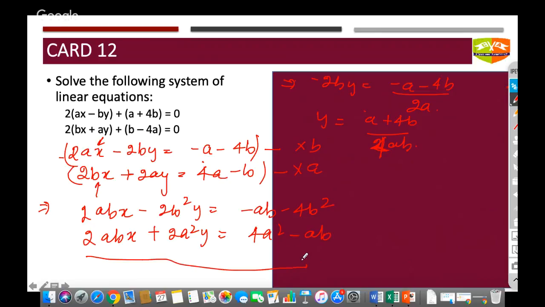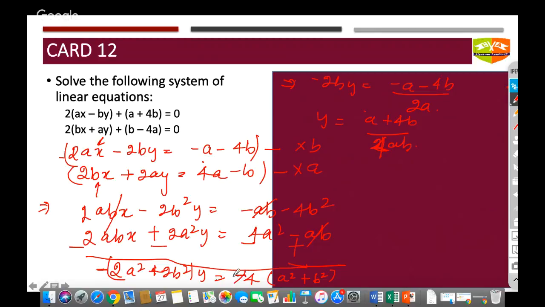Now I will eliminate x. So this becomes negative and this becomes positive, so x is gone. I get 2a square minus 2b square times y, and this ab gets cancelled out. Here I get minus 4 because both of them are minus, so I'm taking minus 4 times a square plus b square. Now this is also negative here because this comes out to be minus 2 times a square plus b square, so I'll take the negative out.